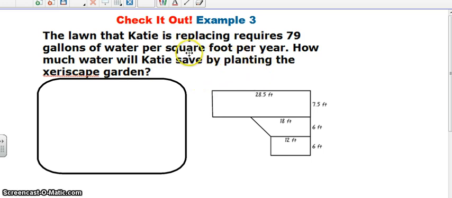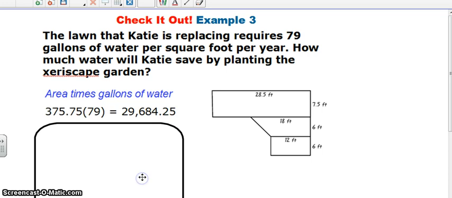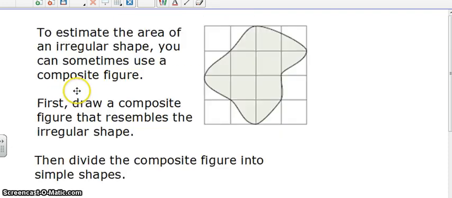We could find the number of gallons of water that are used for this garden in a year. So find the square foot area, and the square foot area would simply be the addition of these pieces, and so the pieces end up becoming 375.75 square feet. Multiply that by the number of gallons per square foot, and this is the total. But they haven't told us how much we're saving. There must be some water requirement for the xeriscape, so let's move on.